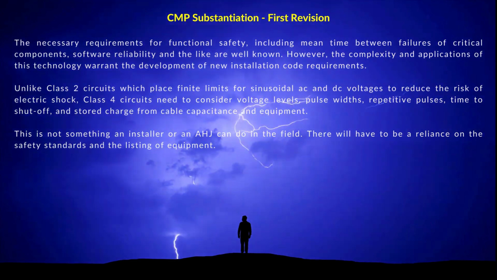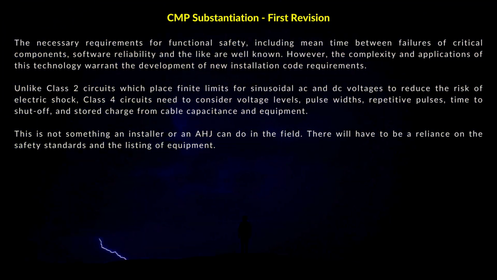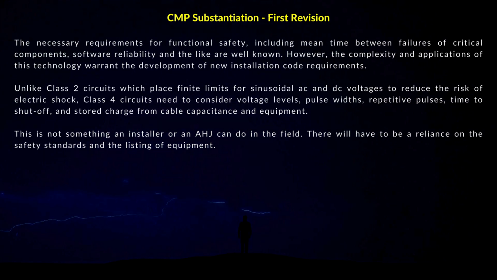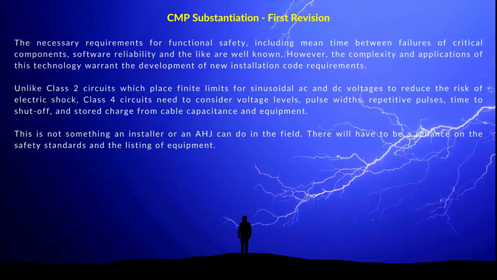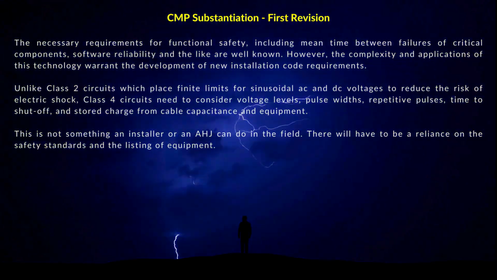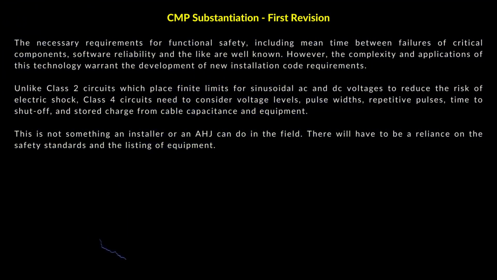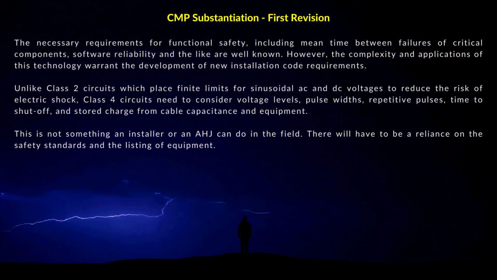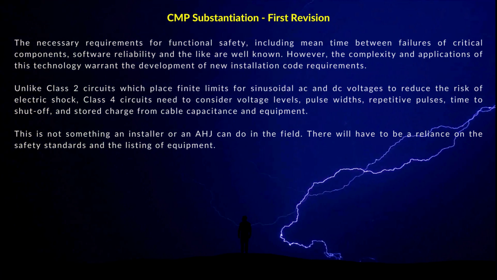Unlike Class 2 circuits, which place finite limits for sinusoidal AC and DC voltages to reduce the risk of electric shock, Class 4 circuits need to consider voltage levels, pulse widths, repetitive pulses, time to shut off, and stored charge from cable capacitance and equipment. This is not something an installer, or an authority having jurisdiction, can do in the field. There will have to be a reliance on the safety standards and the listing of equipment.